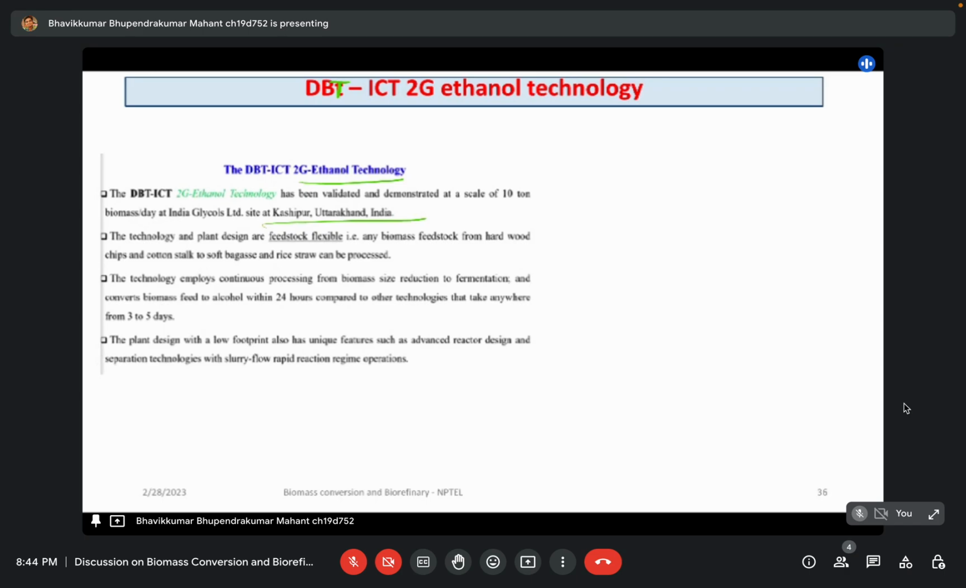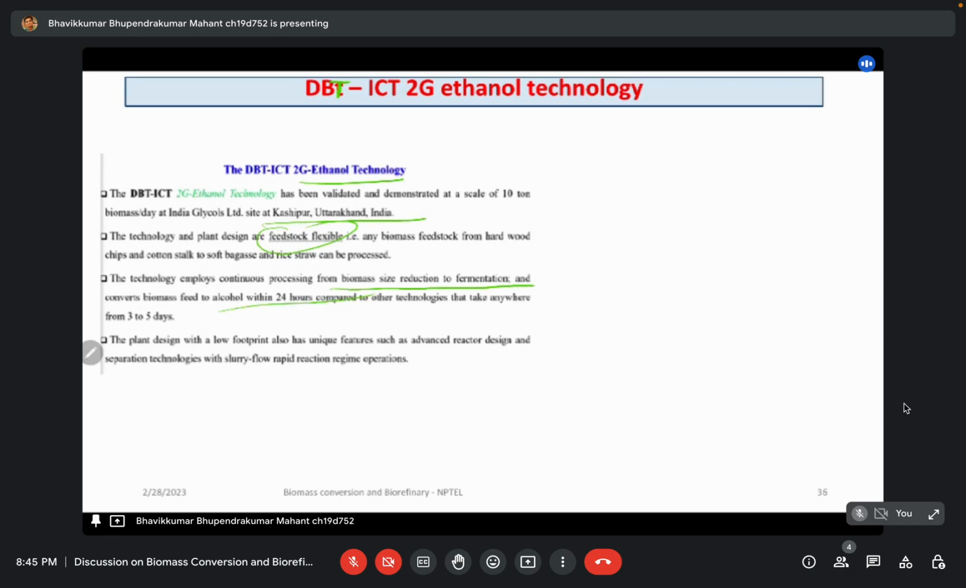In future we can develop many more technologies of this kind, which will help convert our biomass into final biofuels. This is 2G ethanol, which we can blend into petrol and diesel in a particular amount and use as a fuel. The plant is designed to be feedstock flexible. Any kind of feedstock we can use, from hardwood or cottonwood to small softwood, is a good advantage. The technology employs continuous processing from biomass size reduction to fermentation, and converts biomass to alcohol within 24 hours.